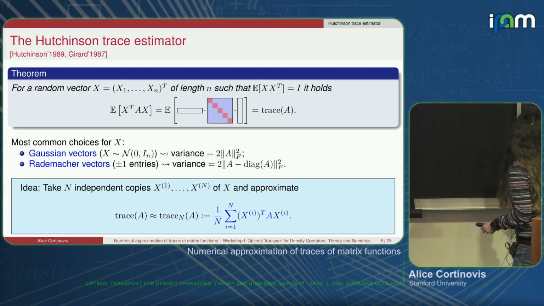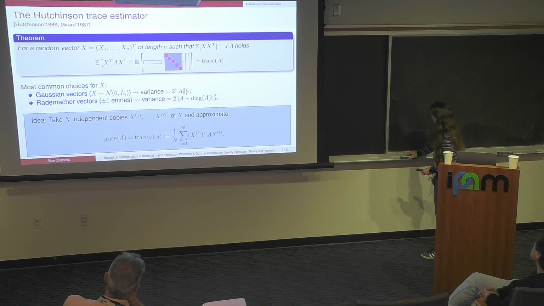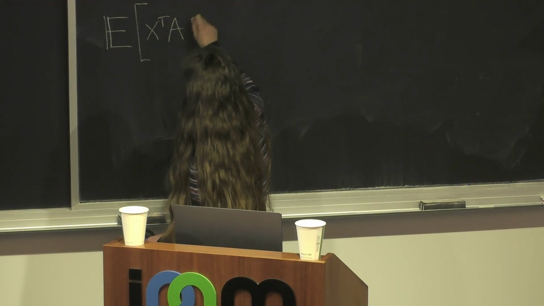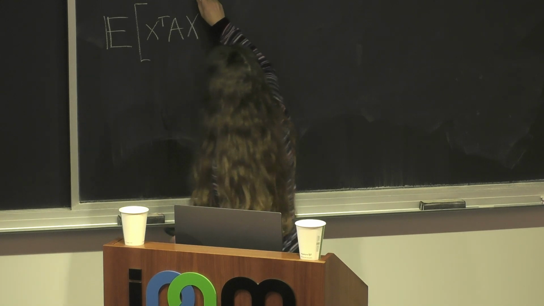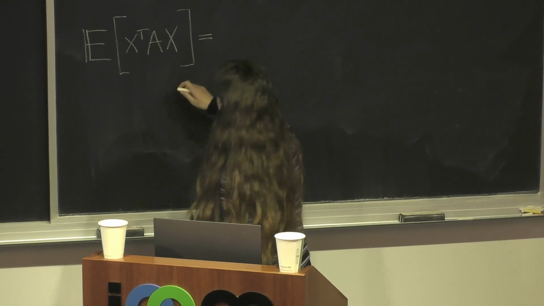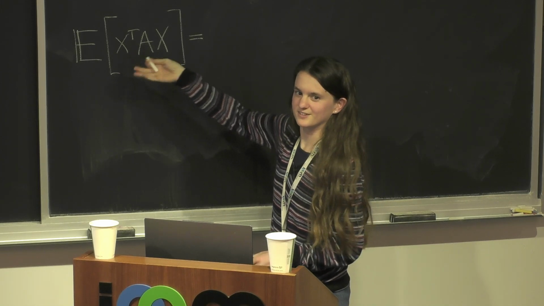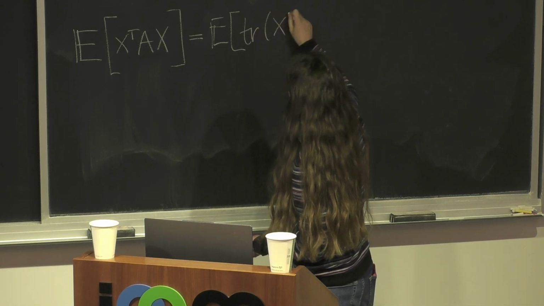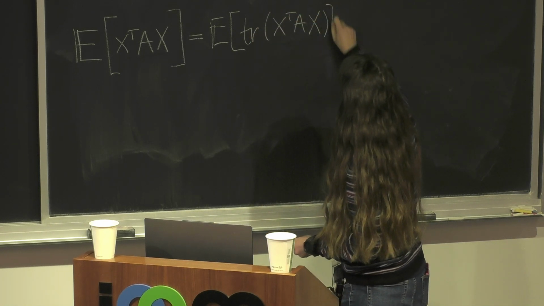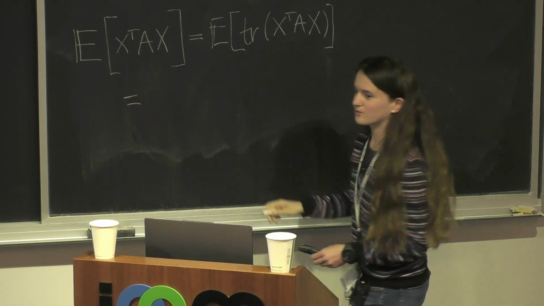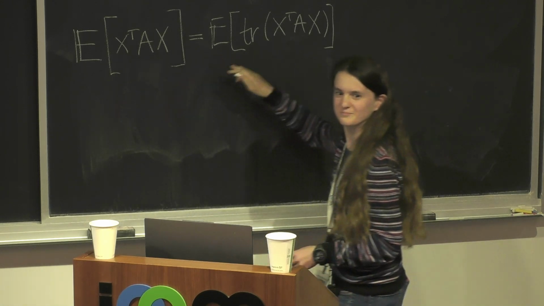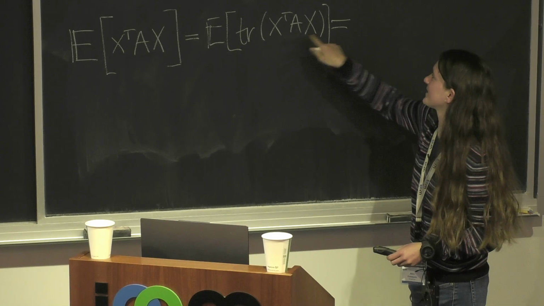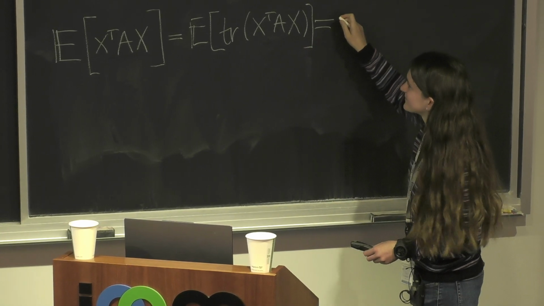is exactly equal to the trace of A. And this is really nothing magical, because if you write down what this expectation is, this is a number, but you can just write it as the trace of that number. And now you can use the cyclic property of the trace and put the x transpose on the other side.